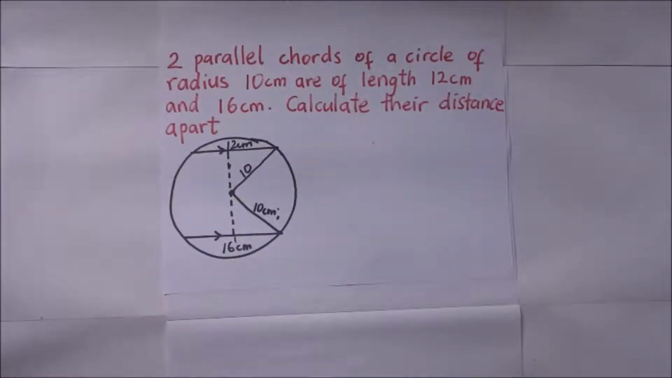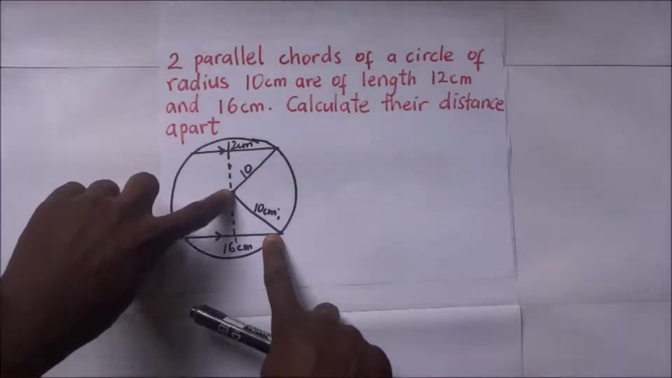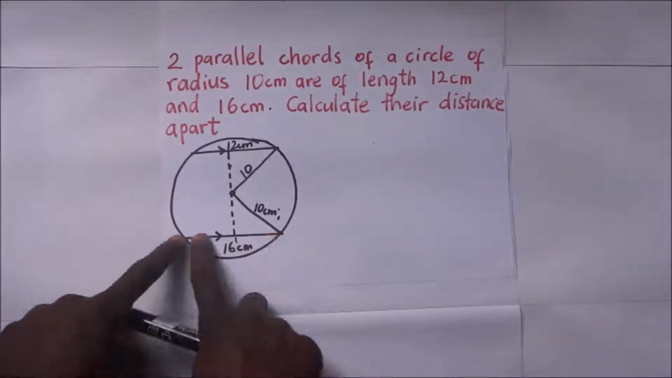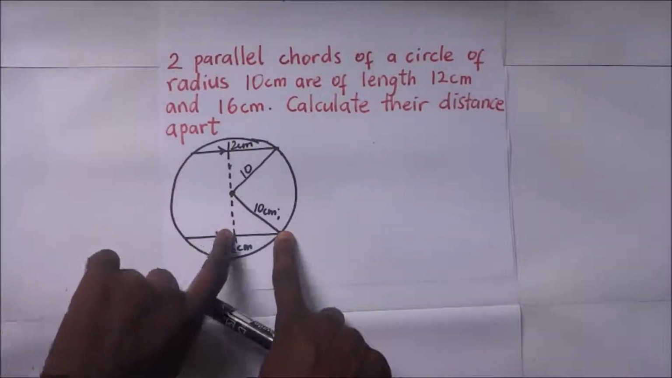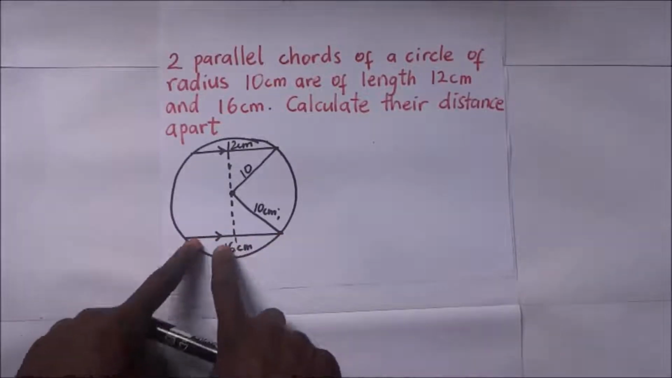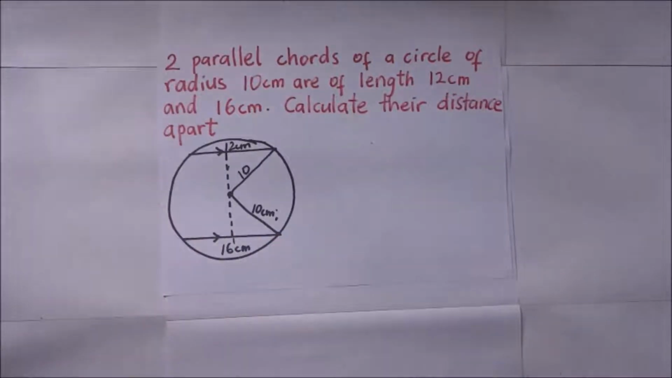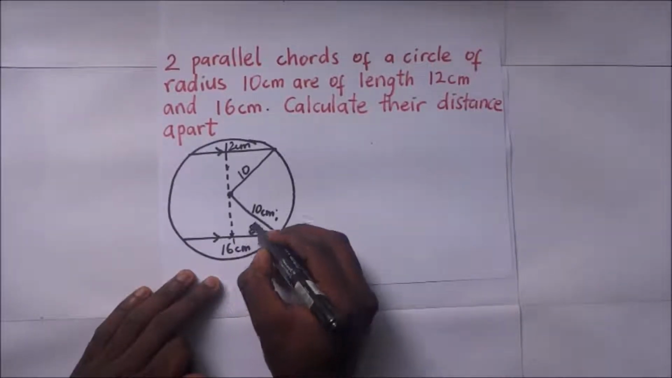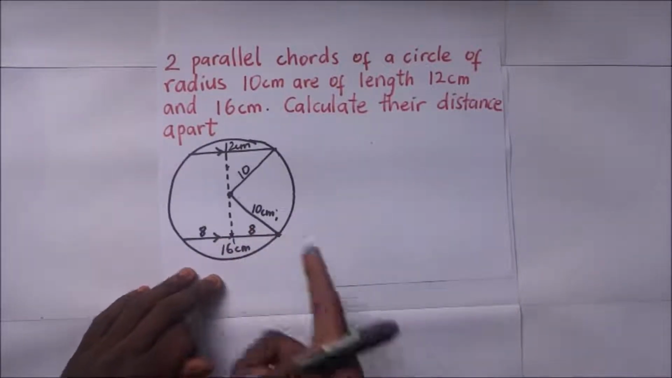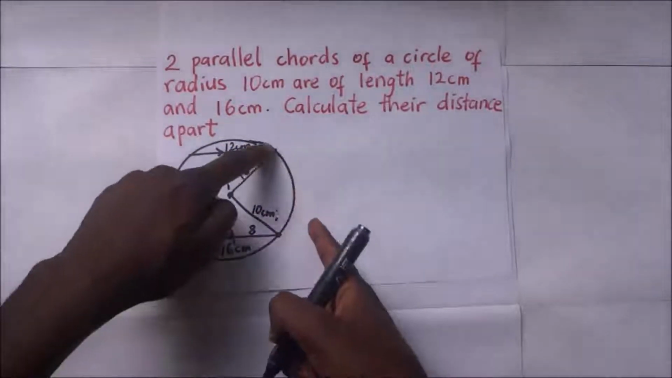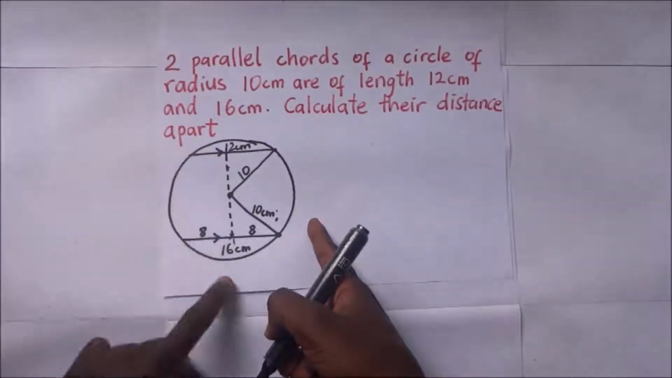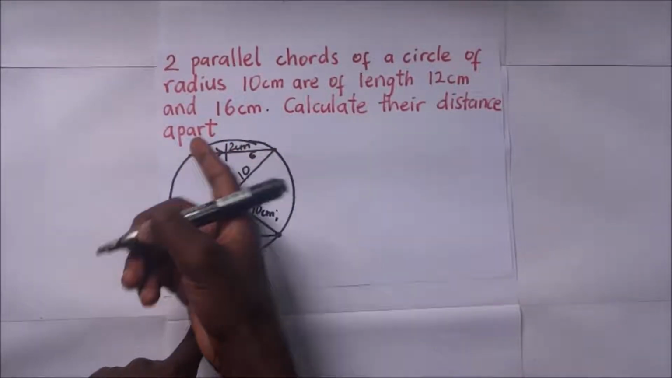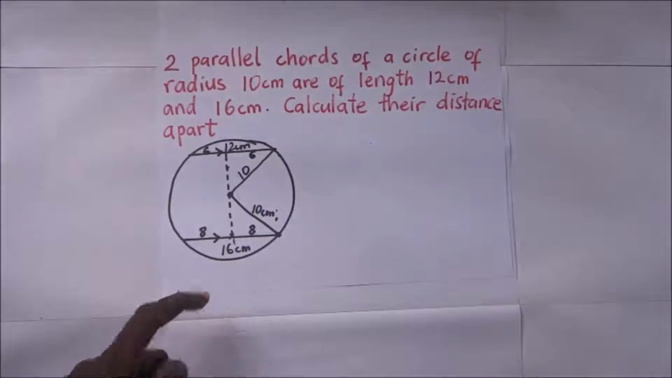But also we know that when you drop a perpendicular from the circle center down to this chord, this line is dividing this chord into two. So if this whole chord is 16 centimeters, it means that the distance from here to here is 8, and this one is also 8 centimeters. Likewise up here, if this whole chord is 12 centimeters, it means the distance from here to here is 6, and from here to here is also 6 centimeters.